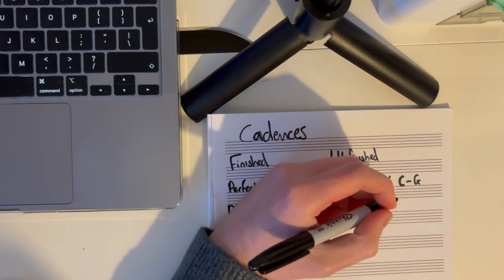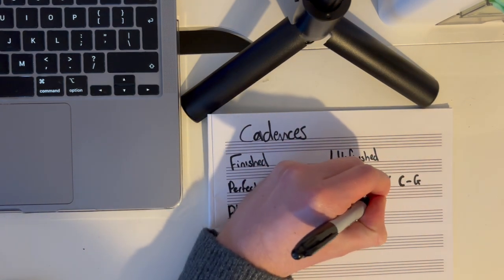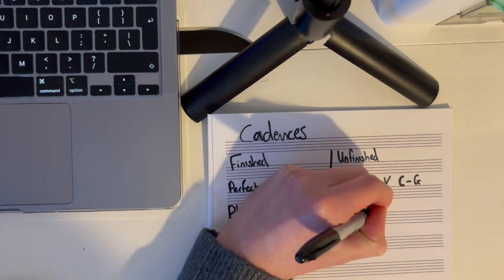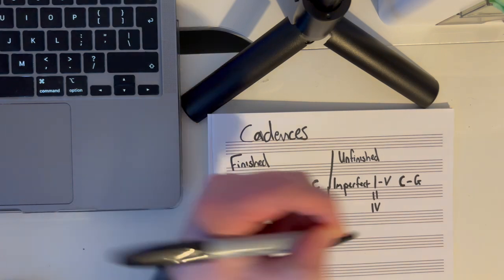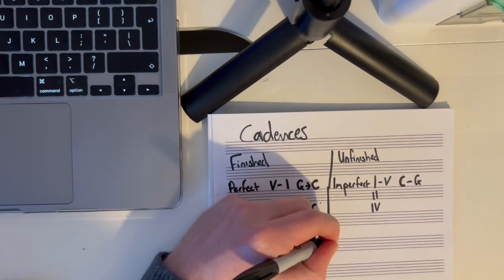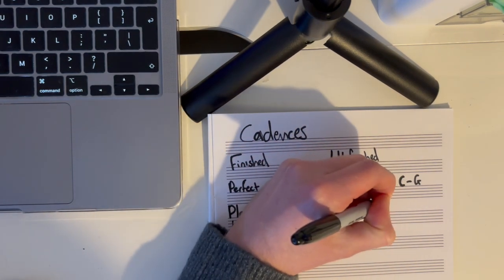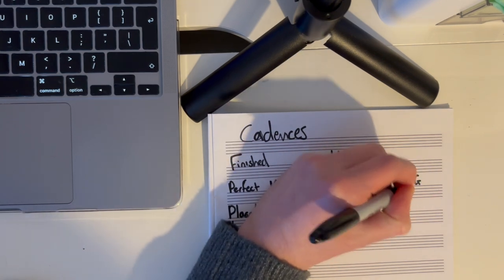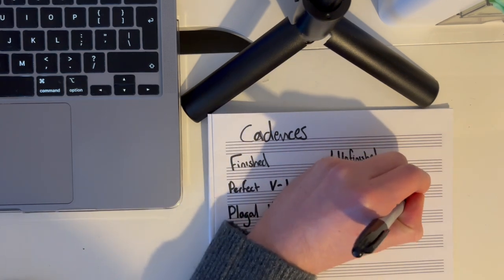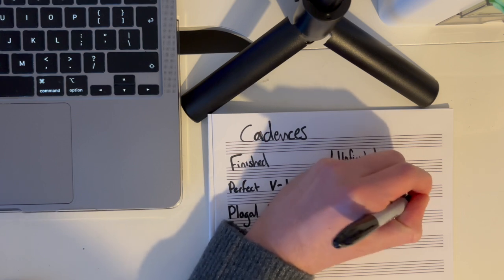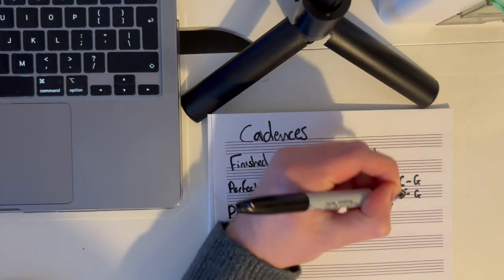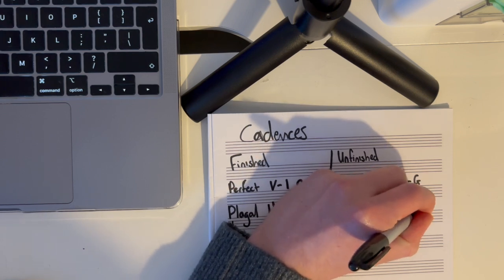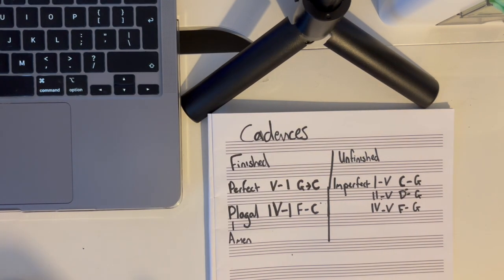Sometimes you could also have 2 to 5, or even 4 to 5. These are all types of imperfect cadences. So in the key of C, that would then be D minor, so D minor to G, or even 4 to 5, that would be F to G.